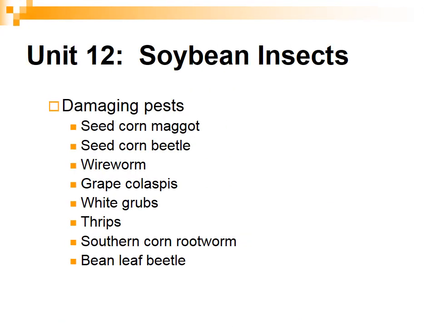And some of the damaging pests are listed on this slide, and the most common ones for us would be the seed corn maggot, the wireworm, the grub. There's that bean leaf beetle down there. The southern corn rootworm can cause some of the damage. Here's the picture of the grub.